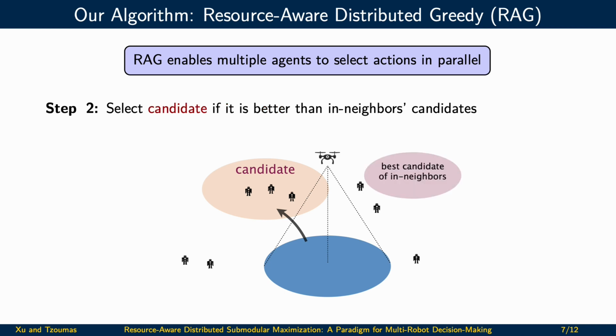Then, each agent will compare its candidate with the candidates of its in-neighbors only. If its own candidate is better, then it chooses this candidate as the next action. Otherwise, it doesn't select and just continues to the next iteration. In this way, multiple agents may select actions in the same iteration in parallel, and the algorithm will terminate once all agents have selected actions.